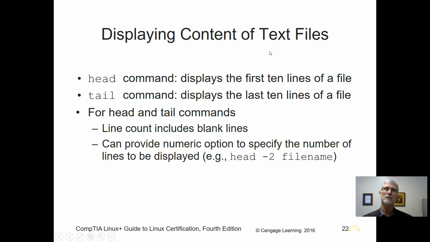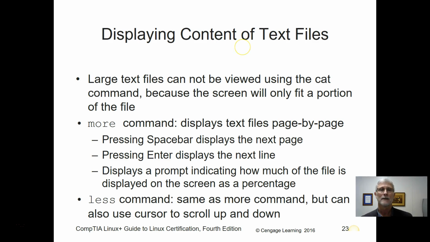Now, if you want to get only the first 10 lines of the file, you can use the head command. The last 10 lines, tail command. Granted, they include blank lines. If you only want to know the top 2 lines, you can put a -2, or a -3 for the top 3 lines. So you can tell them just how many, but as a default, it's 10. But if you want to go longer or shorter, you can do that.